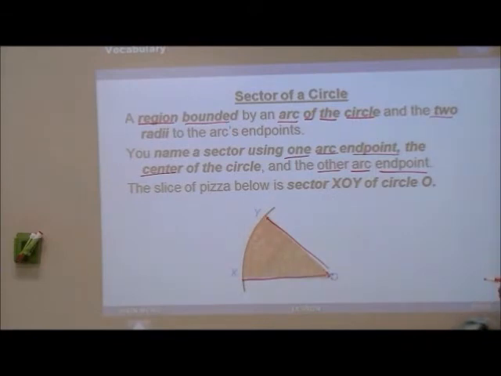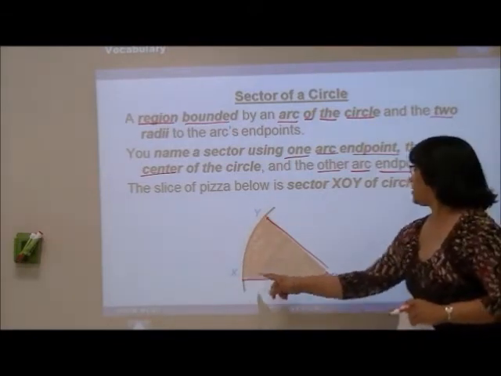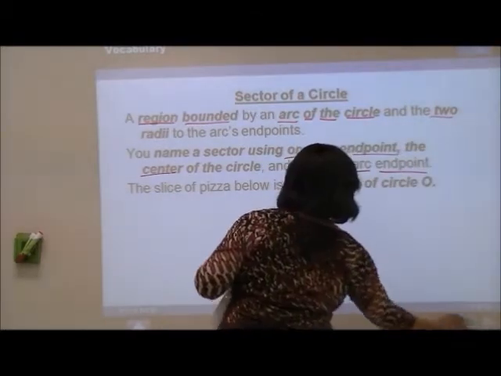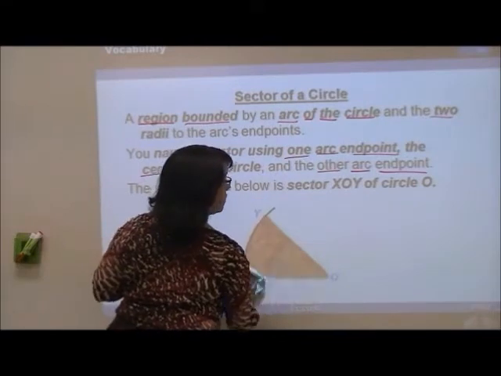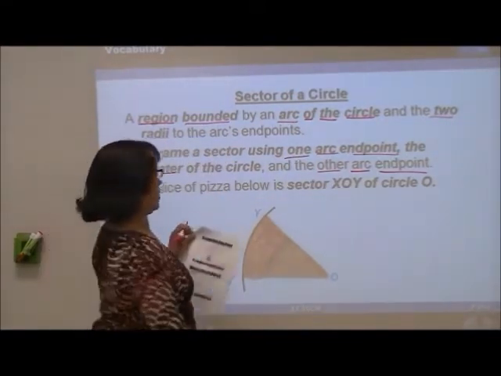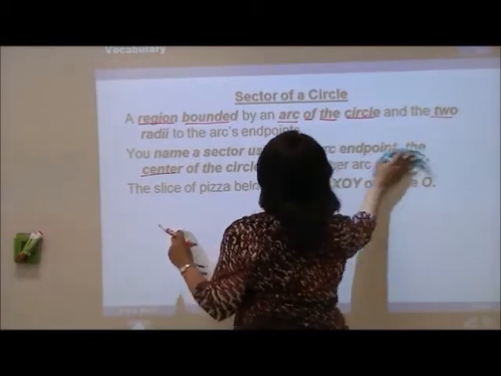The slice of pizza below is sector XOY, of circle O, because remember the center of the circle names the circle. That's slide number 4. Let's move on to the next slide.